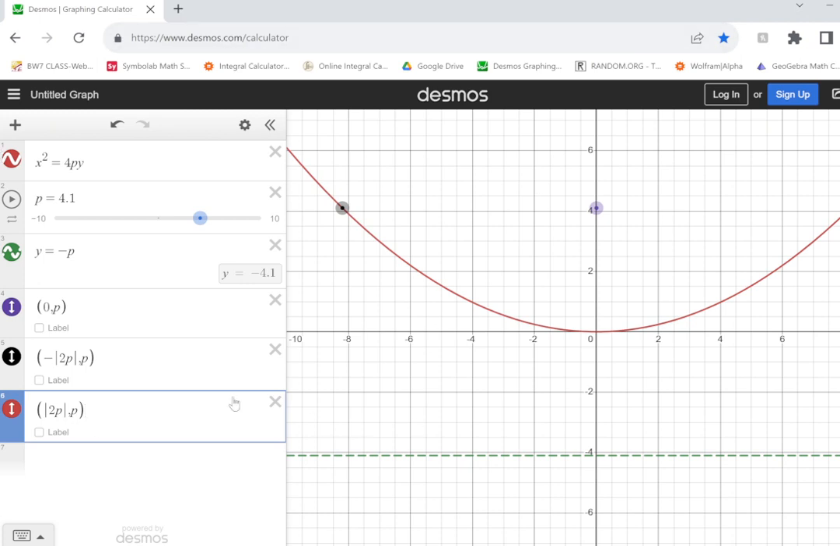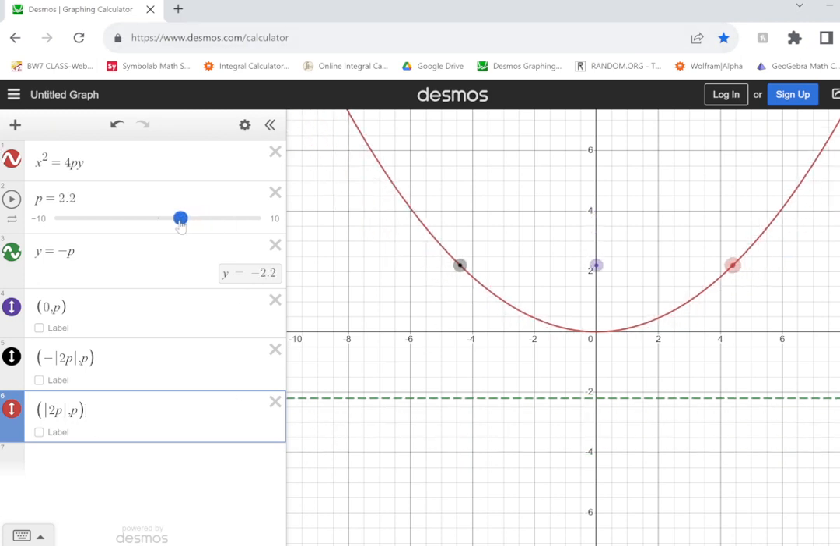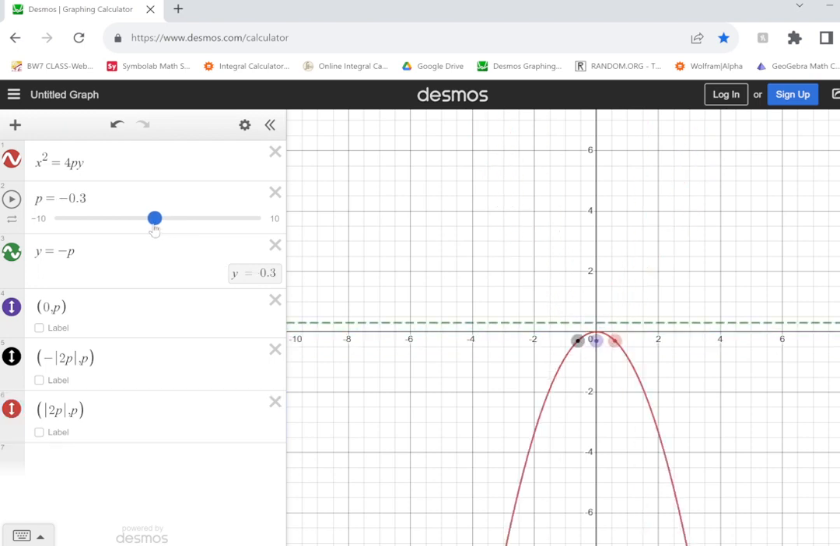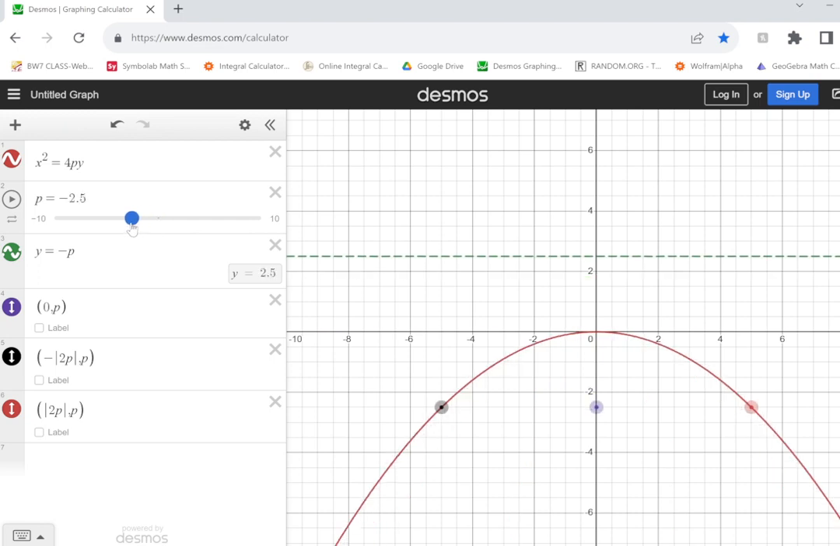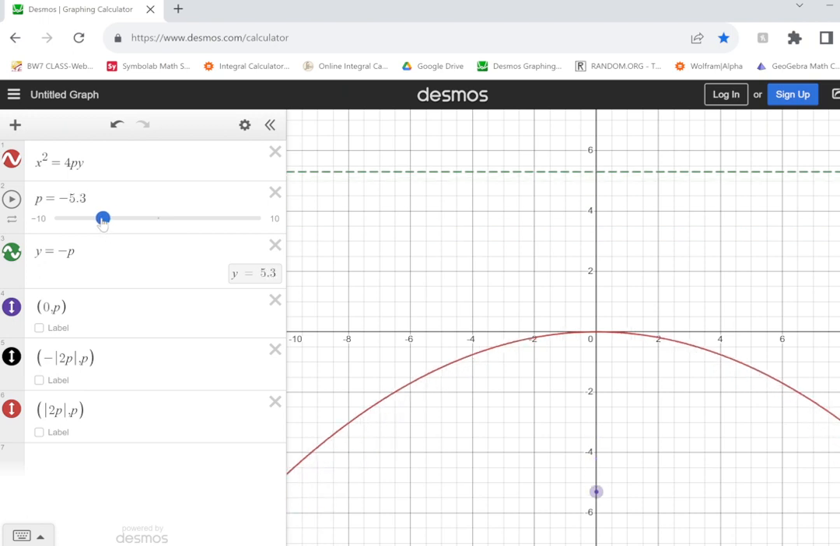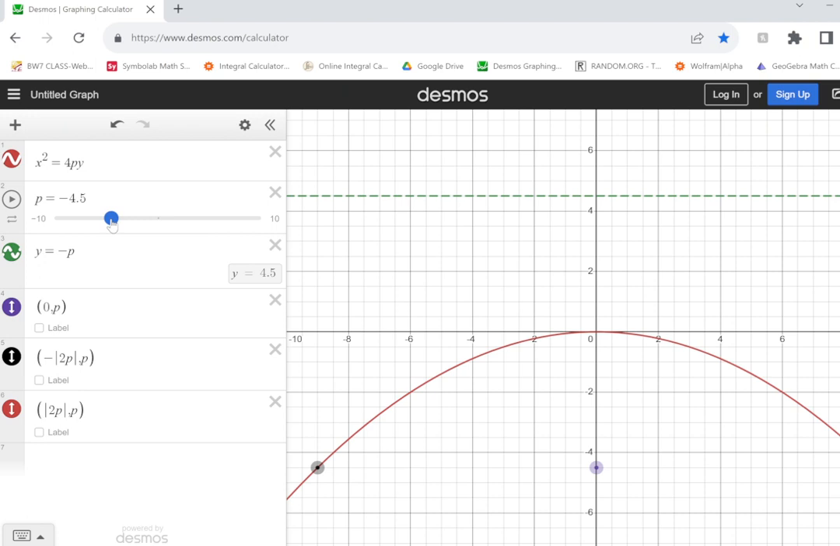If we look at positive values, you see as p gets smaller, those values start to bunch up. And when p gets negative, we have the flipped relationship. As p gets more negative in value, we see the same kind of relationship, where the parabola opens up wider, and the focus and directrix get further away from the vertex. Okay, thank you.